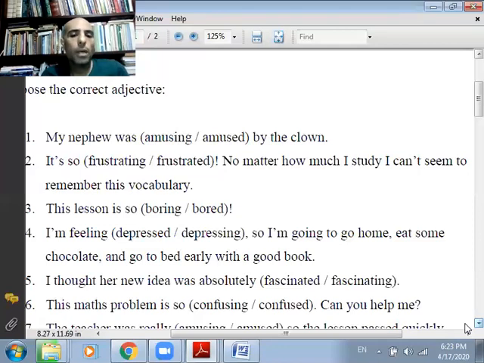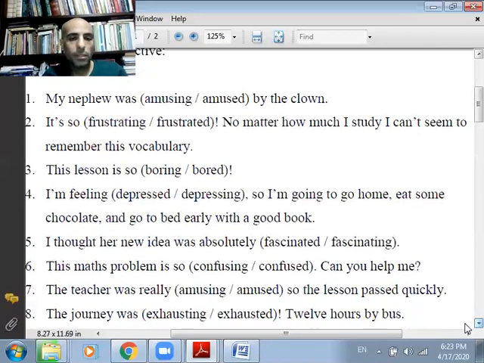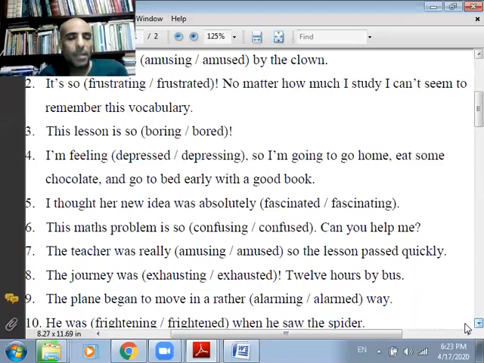This lesson is so boring ولا bored؟ boring. تمام. Okay. لكن you feel, you are bored. I'm feeling depressed ولا depressing. So I'm going to go home, eat some chocolate and go to bed early with a good book. يبقى أنا هنا إيه؟ I'm describing a feeling, my feelings. هنا am I affected or am I causing the feeling of depression؟ يبقى إذا تمام تمام. يبقى كده نستخدم هنا I'm feeling إيه؟ depressed.